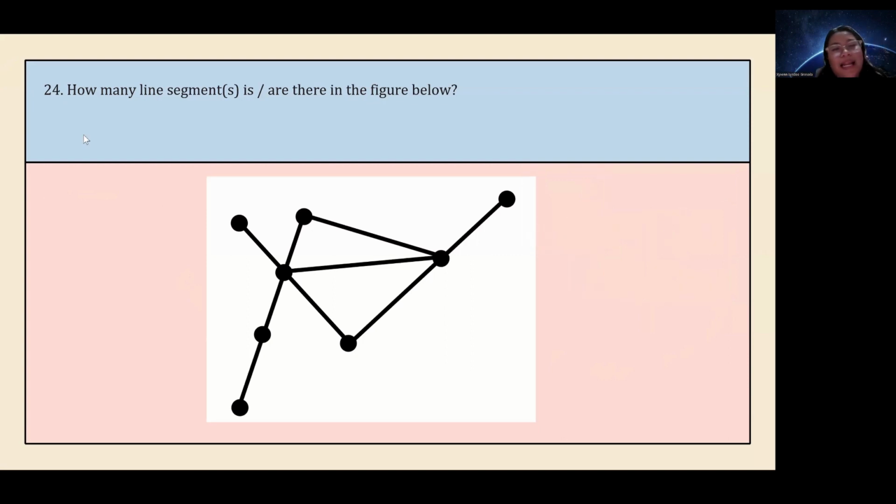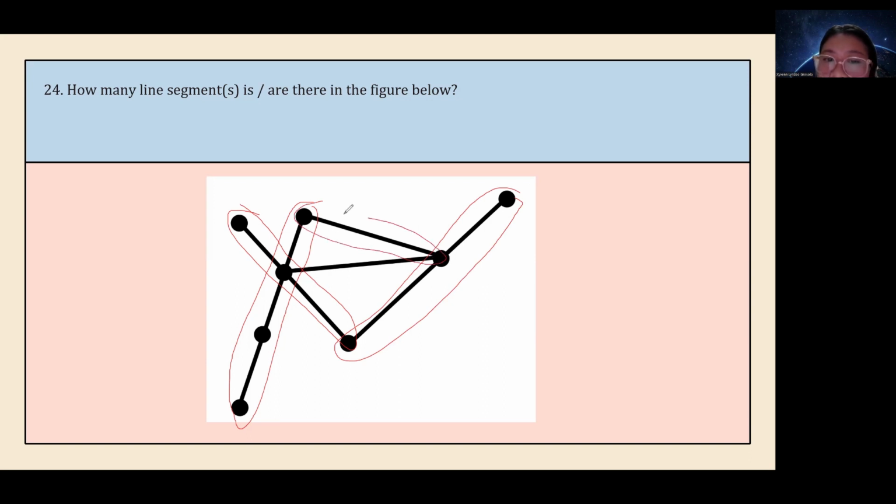This one, how many line segments are there in the figure below? Okay, so what can we see from our figures? This one, we have a line segment with 4 points. This one, 3 points. This one, 3 points. And this one, 2. And this one, 2.